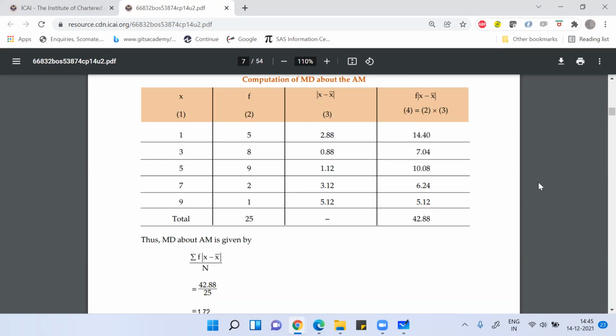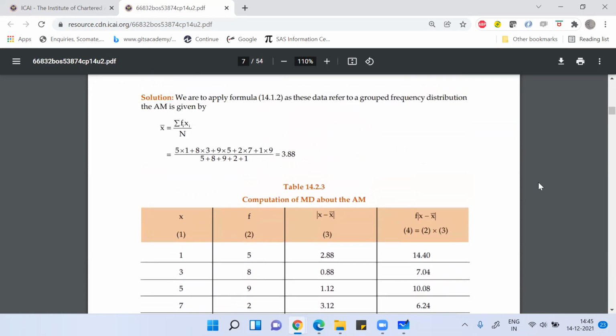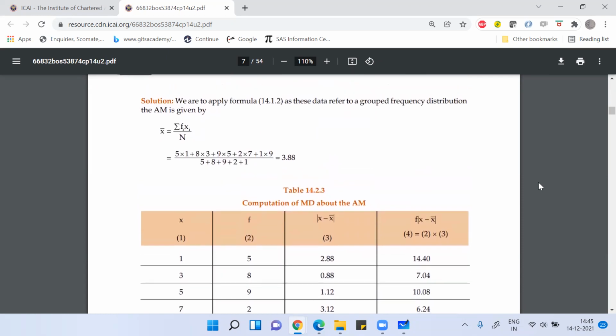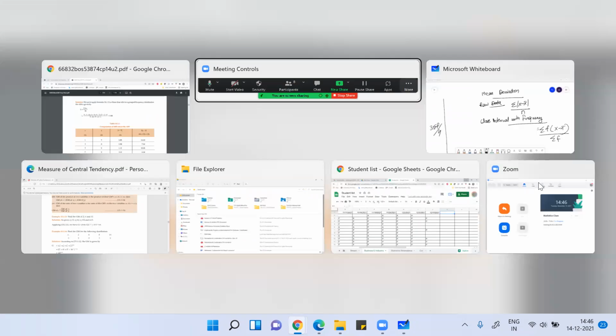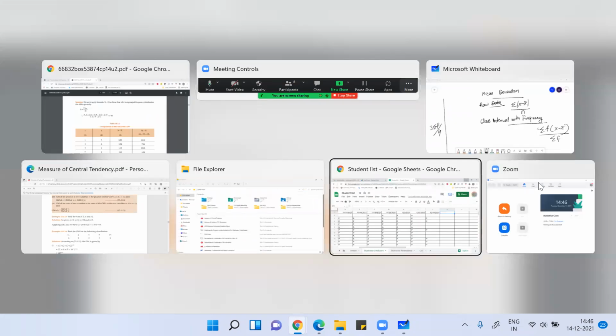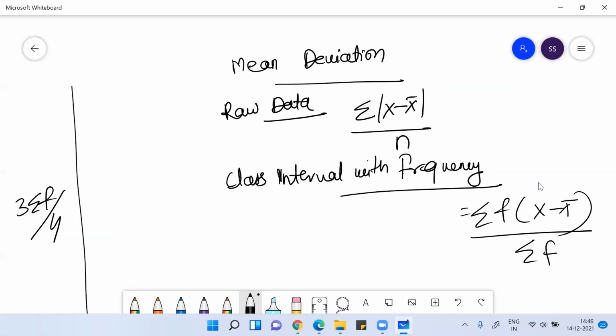Sir, once pull down the mean x bar. That is 3.88. So you have to find x minus x bar, meaning 1 minus 3.88, 3 minus 3.88, 5 minus 3.88, 7 minus 3.88. That you need to do for x minus x bar, and then you have to multiply that with frequency. Because I told you the formula: when you have class interval with frequency, if you want to find the mean deviation, this is the formula.